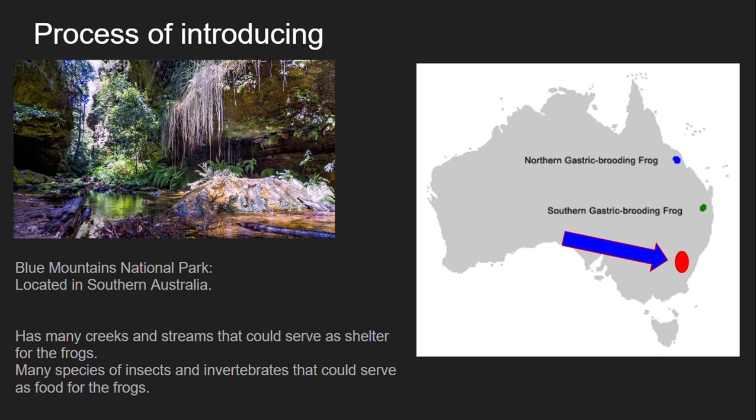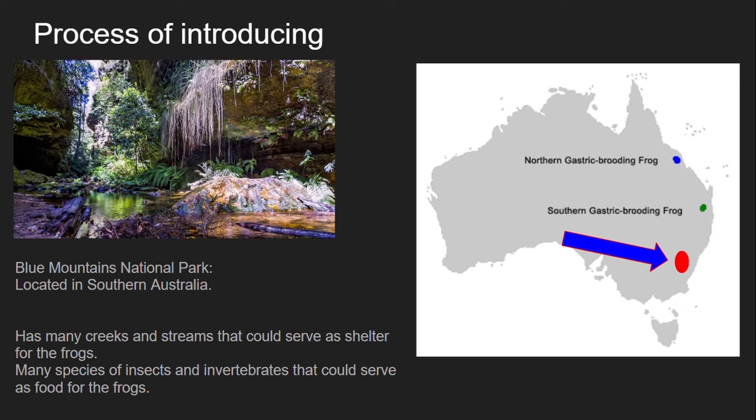This is the process of reintroducing the gastric brooding frog back into Australia. We're going to reintroduce it into the Blue Mountains National Park. This is located in southern Australia. It has a very similar set of creeks and streams that could be a very good place for the frogs to live. It is very similar to where they used to live, which means that it can be a good habitat for them.